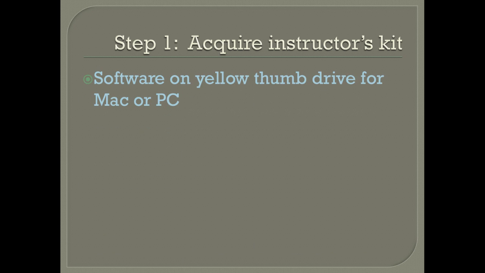So, step 1, acquire an instructor's kit from the bookstore. An instructor's kit consists of software on a yellow thumb drive designed for both the Mac or the PC. One of the programs is known as Turning Point Anywhere, a type of polling software. Note that the thumb drive will not include another program that Turning makes called Turning Point, but we'll talk about how to acquire that in a moment.